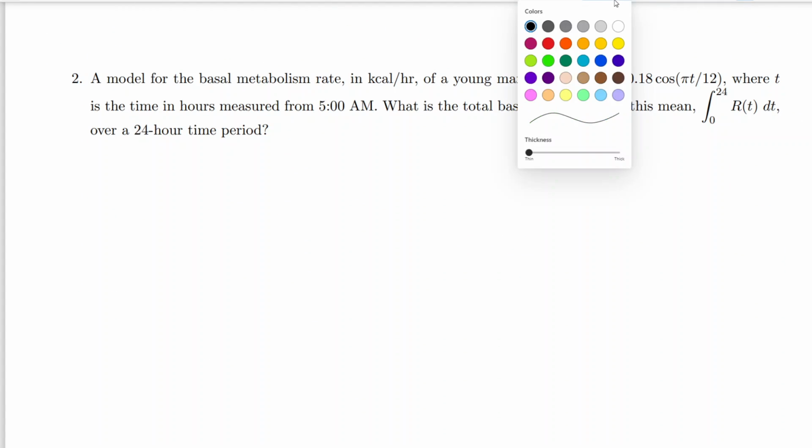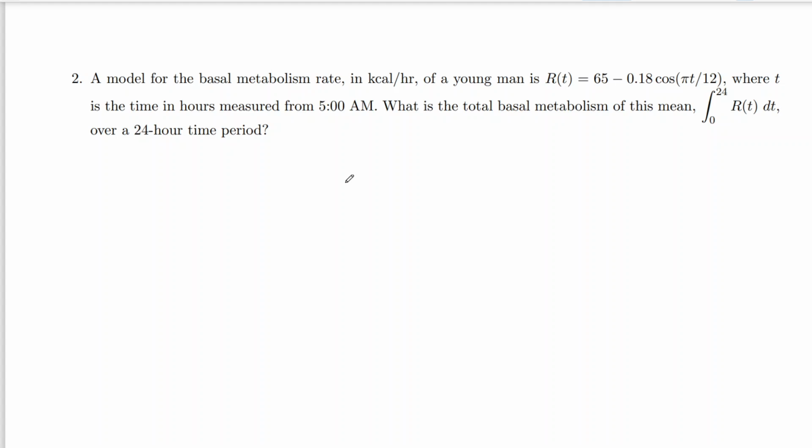All right, so number 2 here is just a word problem, but it gives you everything and really tells you how to set it up. It says a model for the basal metabolism rate in k calories per hour of a young man is given by r of t equals 65 minus 0.8 cosine of pi t over 12, where t is the time in hours measured from 5 a.m. And it says, what is the total basal metabolism of this man?